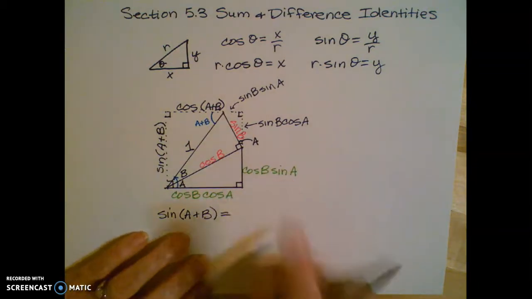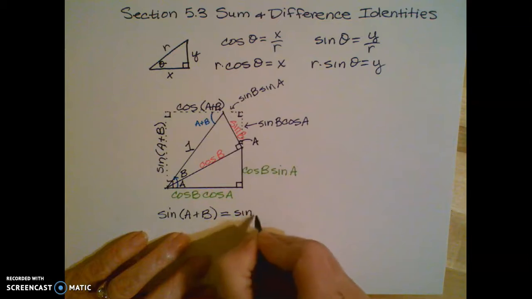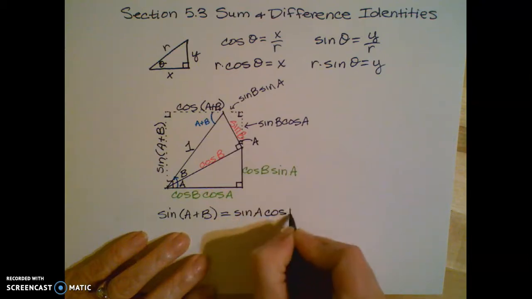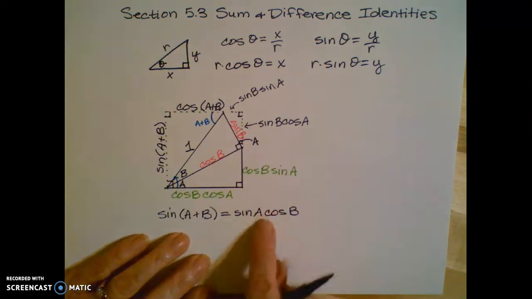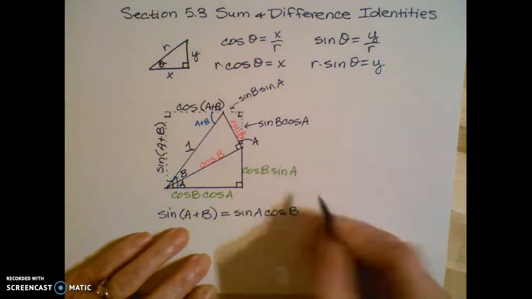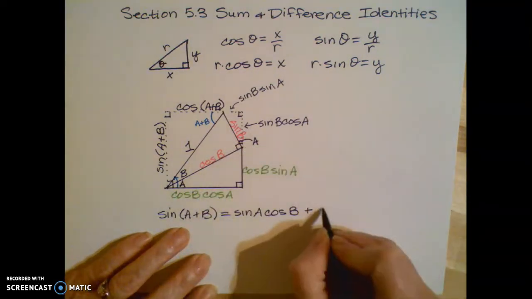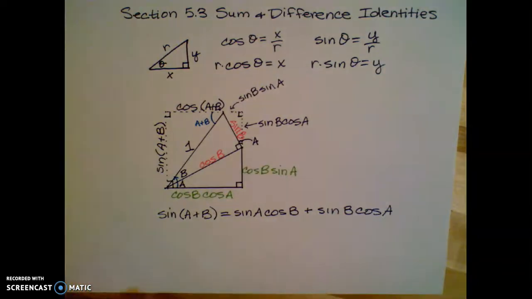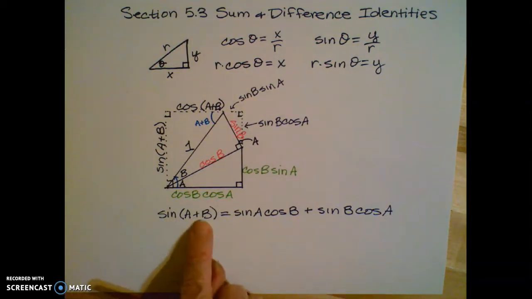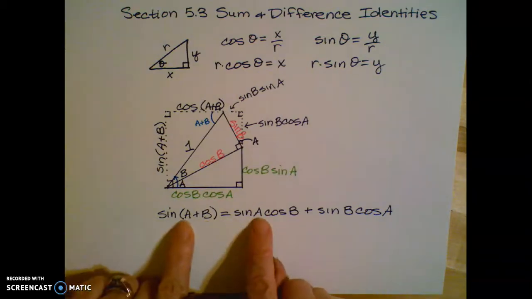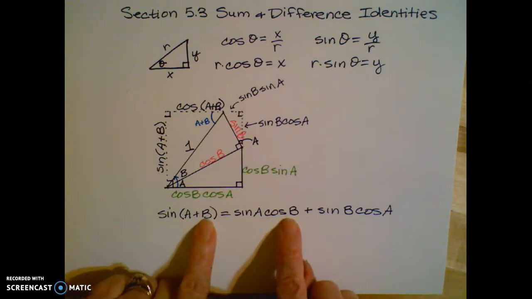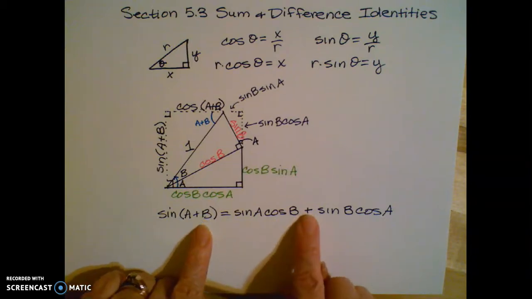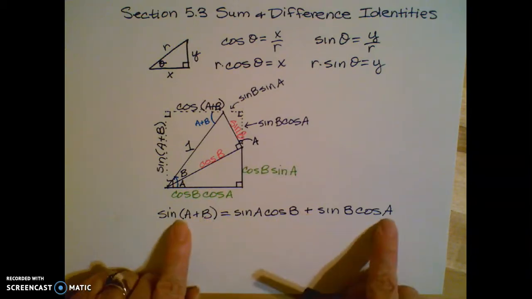I want to write the sine of A first. It's not wrong to have it the other way. If you wrote it in this form, cosine B sine A, that would also be okay. And we're going to add that to the sine of B times the cosine of A. And what that does is it creates one of the sum and difference identities from this section. This is the sine sum formula. So the sine of the sum of two angle measures is the sine of the first angle measure times the cosine of the second angle plus the sine of the second angle times the cosine of the first.